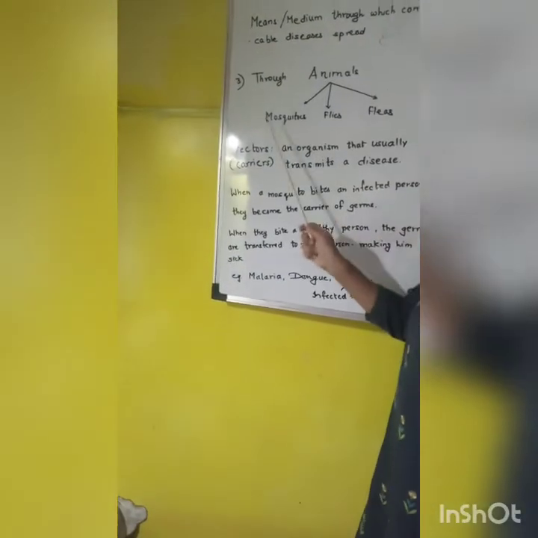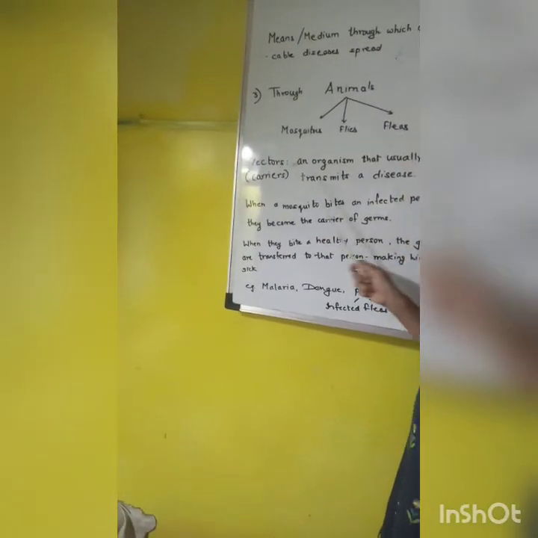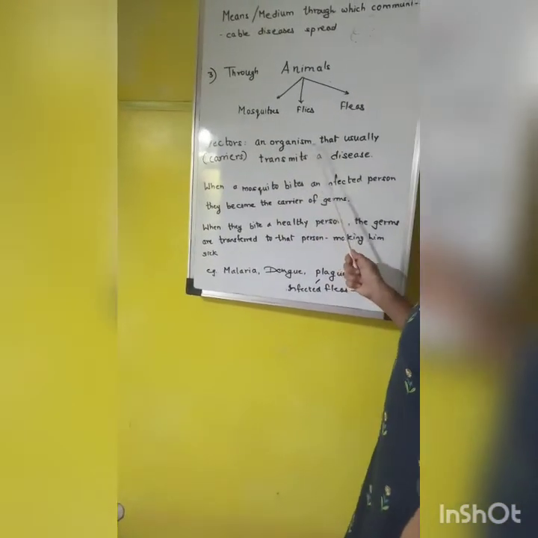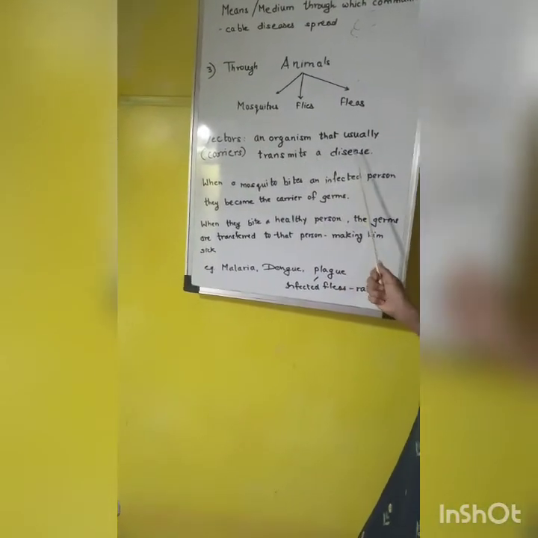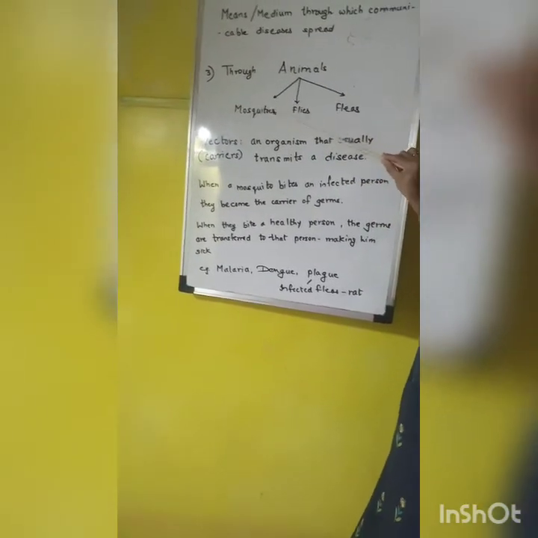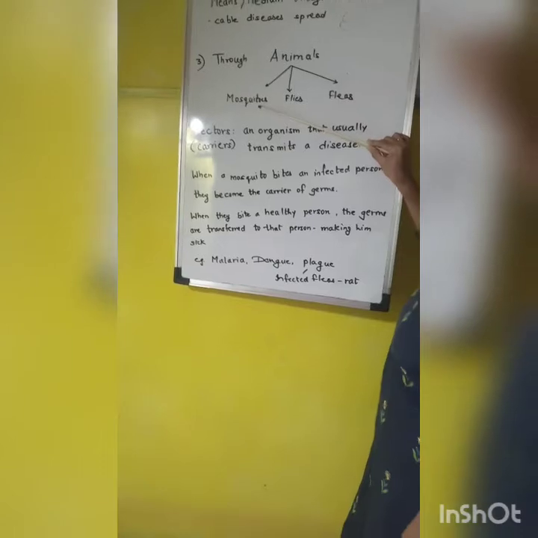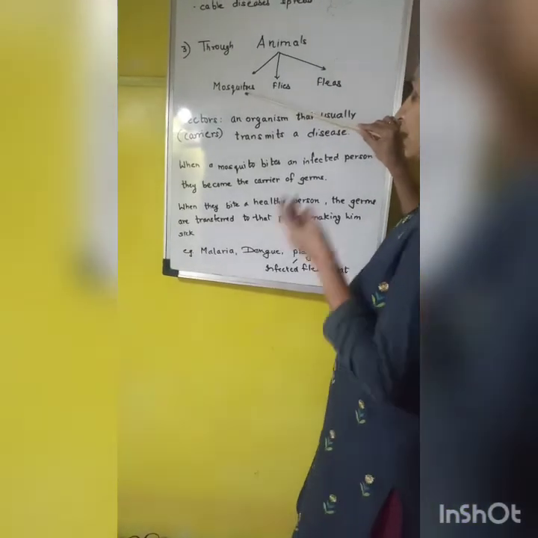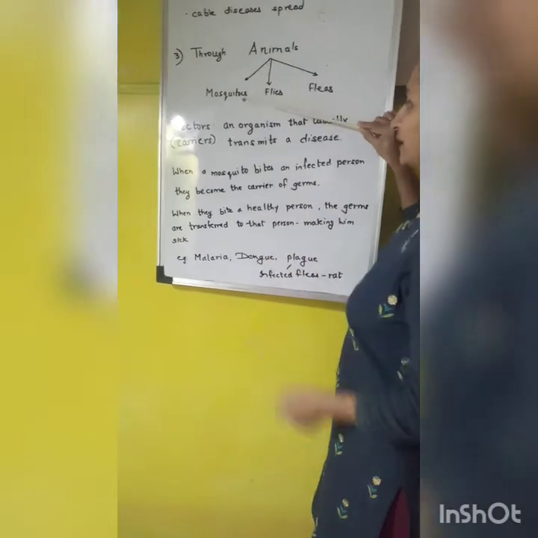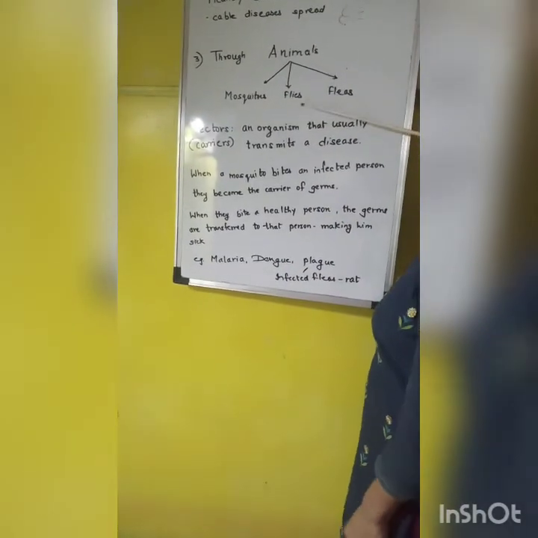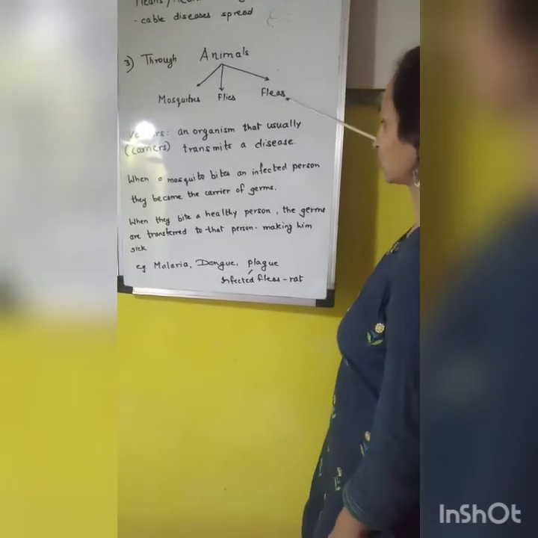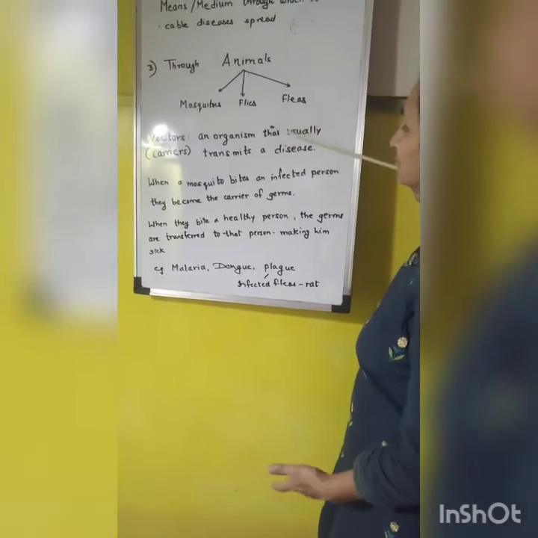Now these insects are termed as vectors. So what is the meaning of vector? It is an organism that usually transmits a disease, right? It means they are not the ones who cause the disease, but they carry those microorganisms which we have studied already, like bacteria, fungi, virus or the protozoa. They are present in these insects, and these insects act as vectors. So they are the ones who will transmit the disease.